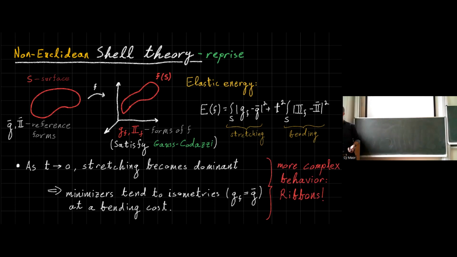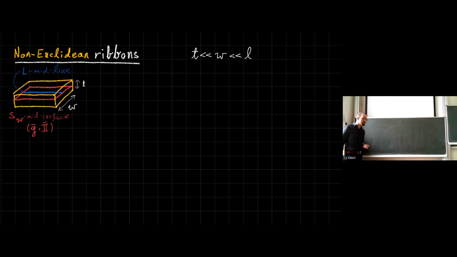But in ribbons, you see much more complex behavior. Okay, so what is a ribbon? A ribbon is a shell, so it has small thickness t, but it's also very narrow. Okay, so we have 2 small scales, t and w, and they're both small, but t is much smaller than w. And we again have a mid-surface, again in red, which has first and second fundamental form, and there is a midline L of this surface.